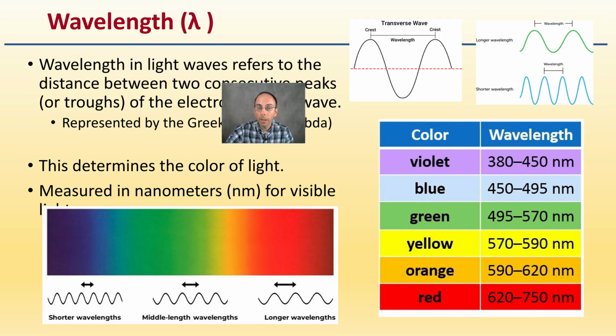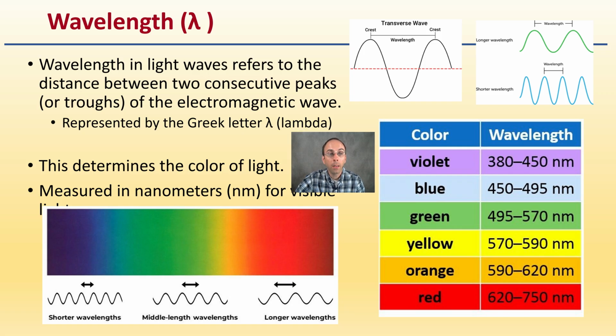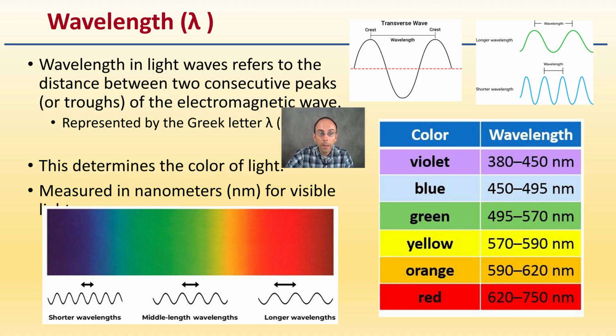Then we get into wavelength. This is probably the most obvious, and wavelength in light waves refers to the distance between two consecutive peaks or troughs of the electromagnetic wave, represented by the Greek letter lambda. This determines the color of the light. It is measured in nanometers for visible light. As we can see, the different nanometers or different wavelengths of light correlate with different colors. Those longer wavelengths are going to be more your red and orange spectrums, and those shorter wavelengths are going to be more your violets and your blues.